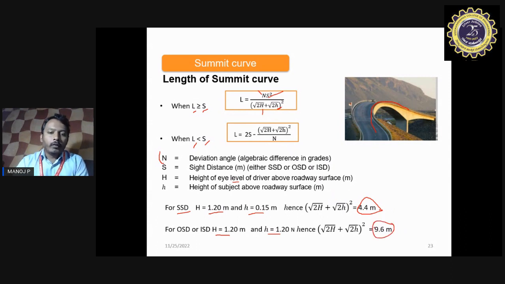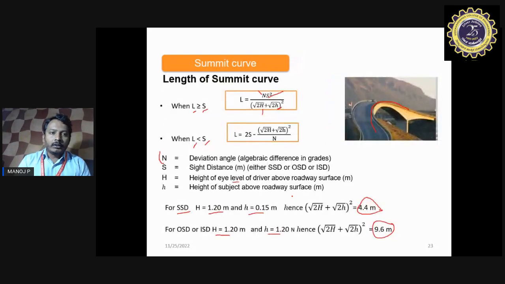So now for stopping sight distance, L is equal to N S square divided by 4.4. Here L is equal to 2S minus 4.4 divided by N. In case of OSD, L is equal to N S square divided by 9.6. Here in case of OSD, L is equal to 2S minus 9.6 divided by N.